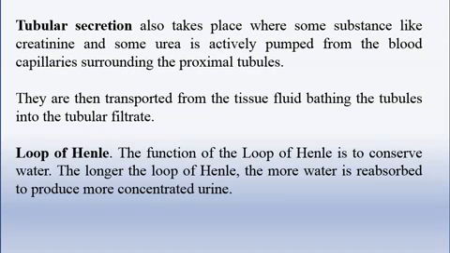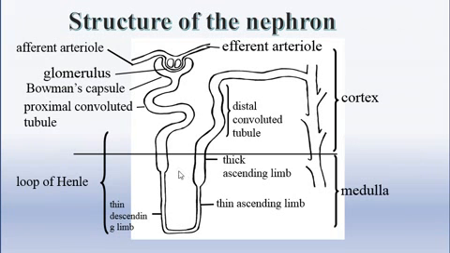And the last process is tubular secretion. As I told you, we are going to look at regulation of blood pH by the kidney. In the process, some substances like hydrogen ions may be further added onto the filtrate. Then down the loop of Henle in the descending limb, we are going to see that water is selectively reabsorbed.